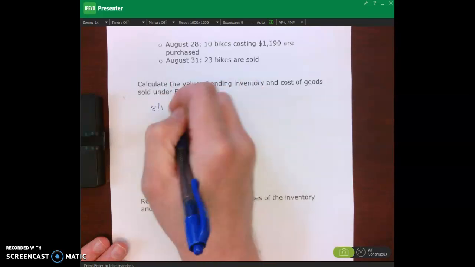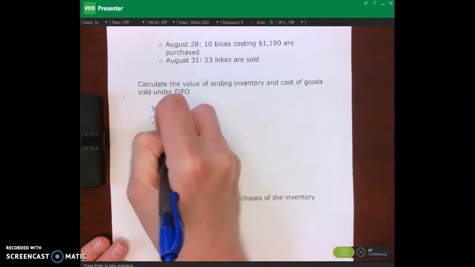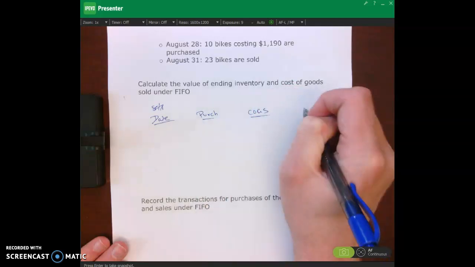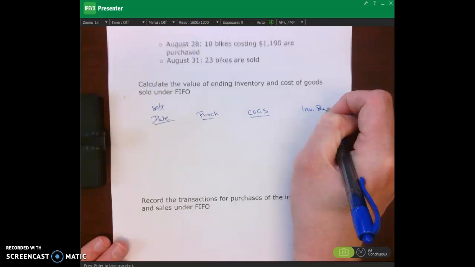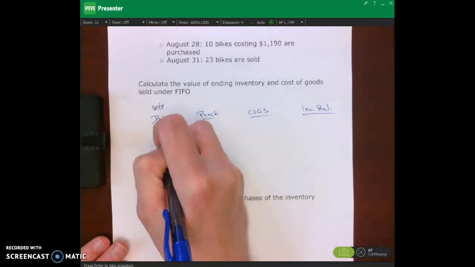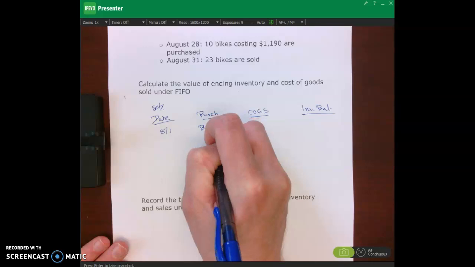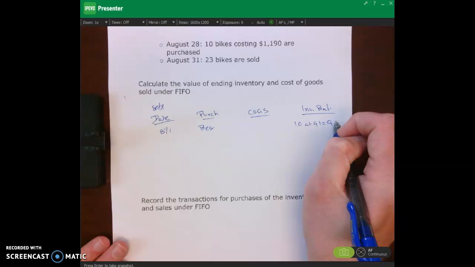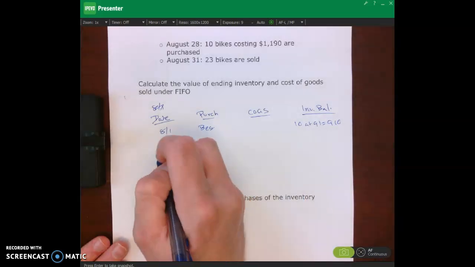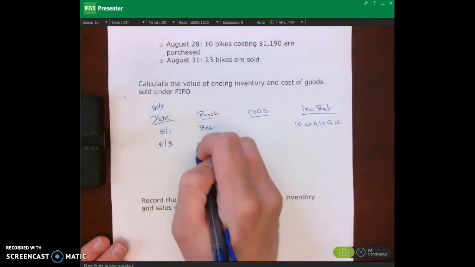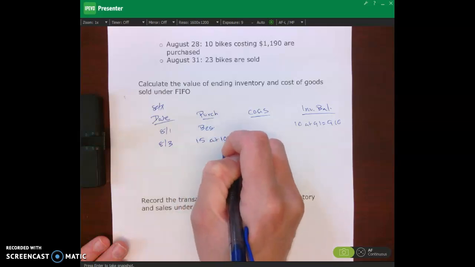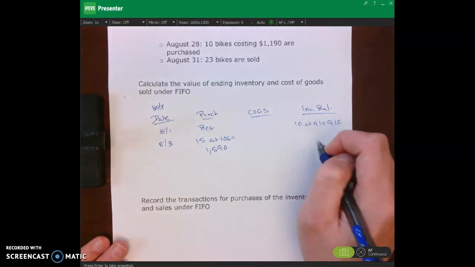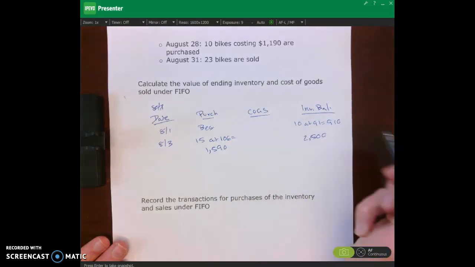On 8/1, say date, and we say purchased, and then we say cost of goods sold, and we say inventory balance. Okay? We say date 8/1, and that's our beginning. We had the 10 at 91, which equals our 910. Then on 8/3, we purchased 15 at 106, which equals our 1590 plus my 910 gives me my 2500.